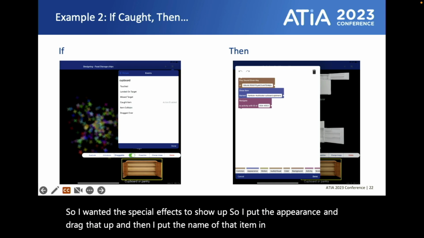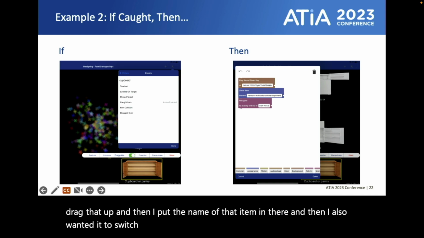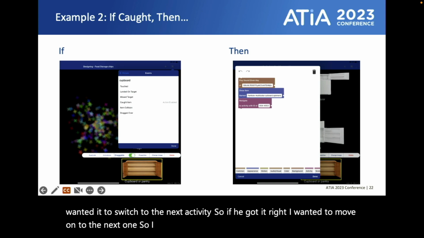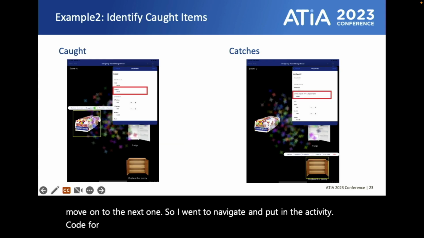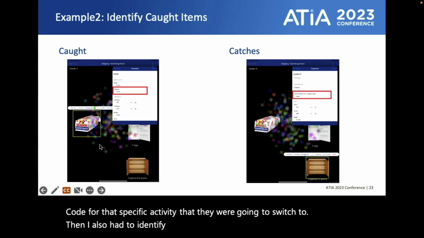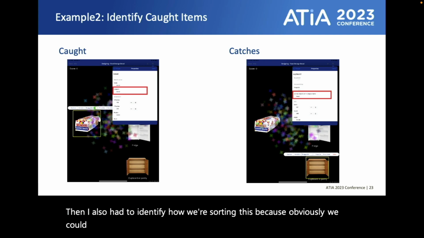And then I also wanted it to switch to the next activity. So if he got it right, I wanted it to move on to the next one. So I went to navigate and put in the activity code for that specific activity that they were going to switch to. Then I also had to identify how we're sorting this, because obviously we could sort things by shape, by color, by size, by what they are. And so I needed to tell the activity how I'm sorting it.